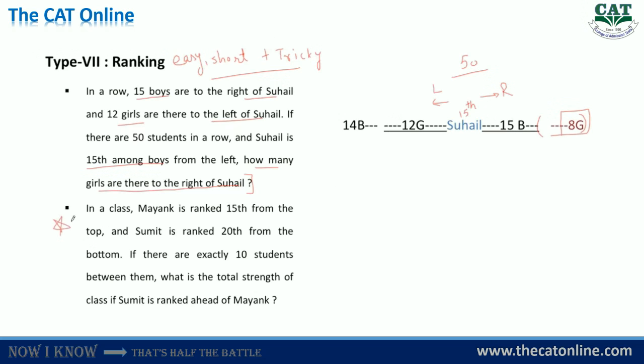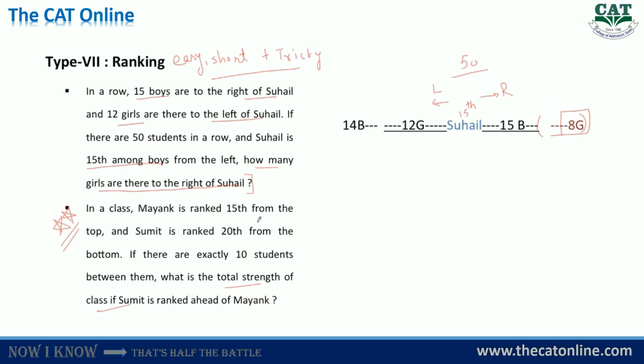This is a very, very important question. The next one, make sure you understand it carefully. I'll suggest you pause this video right now and do this question on your own, and then check your answers. Question says, in a class, Mayank is ranked 15th from the top and Sumit is ranked 20th from the bottom. And there are exactly 10 students between them. You have to find the total strength of the class.